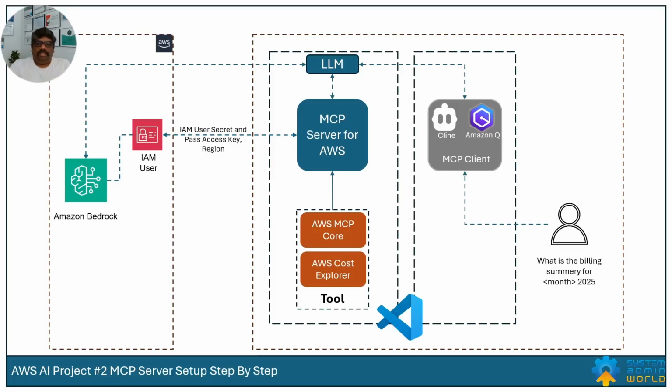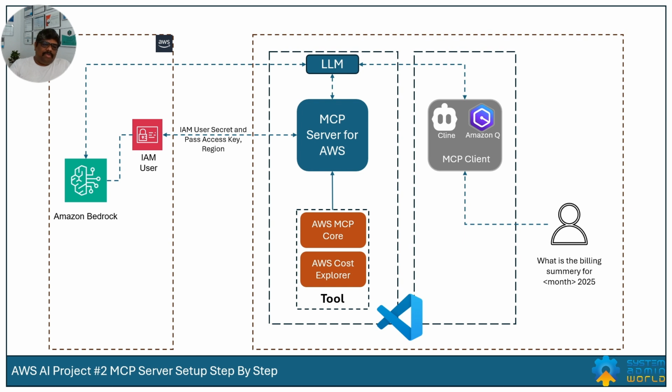So let's go and now discuss the design we put together to deliver this, our second project on AWS and AI components. Okay, so let's discuss the topology or design we put together for this project. This is our first MCP server for AWS that we are going to deploy in our environment.